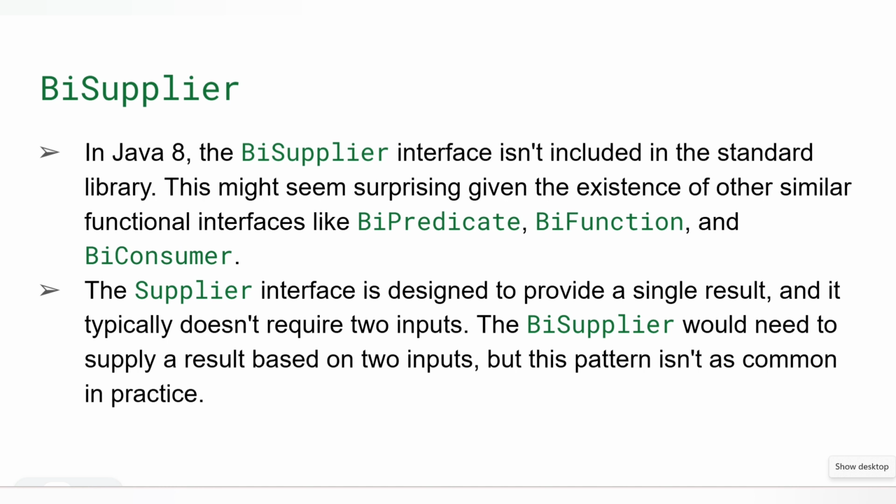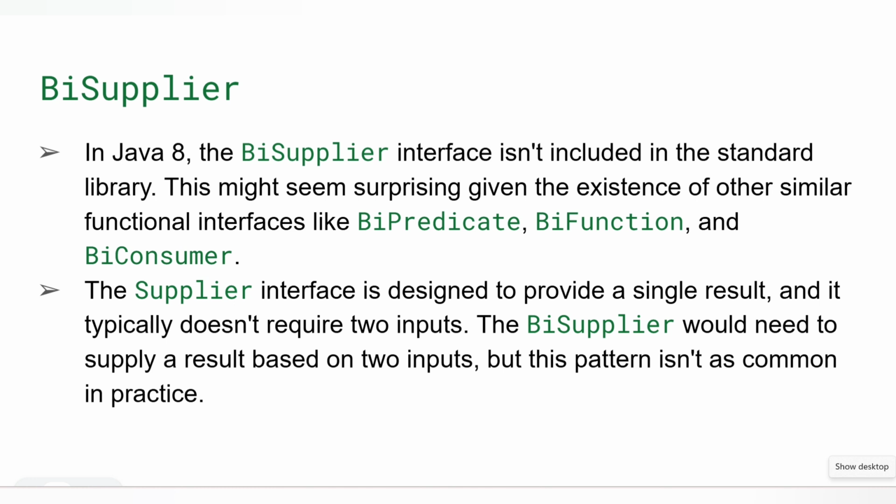In this video, we are going to learn about the BiSupplier functional interface. In Java 8, we don't have a built-in BiSupplier functional interface. As we have seen, we had the BiPredicate, then we had the BiFunction, also we had BiConsumer. But we don't have a BiSupplier functional interface in the java.util.function package. However, you can create your own custom BiSupplier interface.